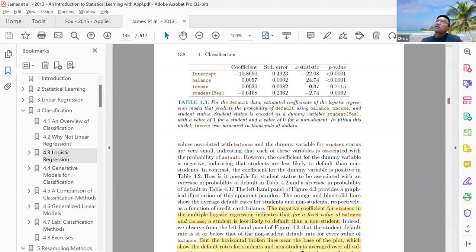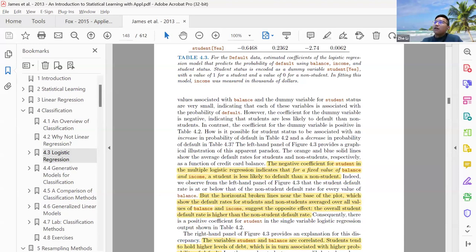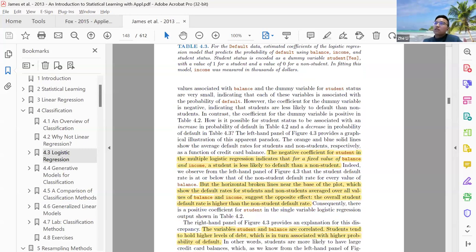But if we just model a simple case with the single predictor, student or not, we will get a result that is positive rather than negative. Why is that happening? The thing is that when we interpret the multiple logistic regression, we have to fix the values of the other predictors, such as the balance and the income. And we will get the result that the student is less likely to default than the non-student.